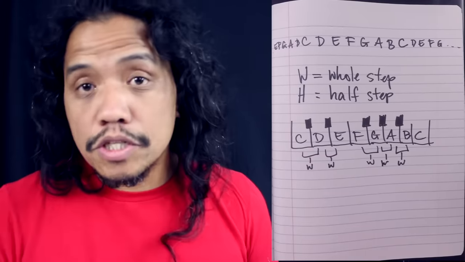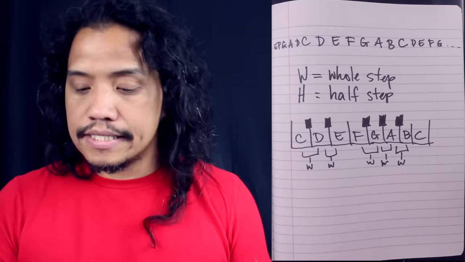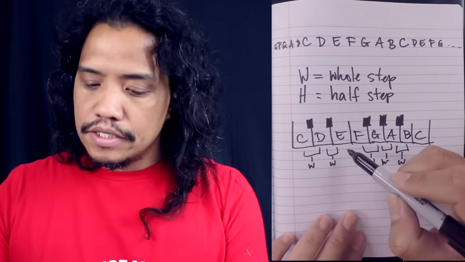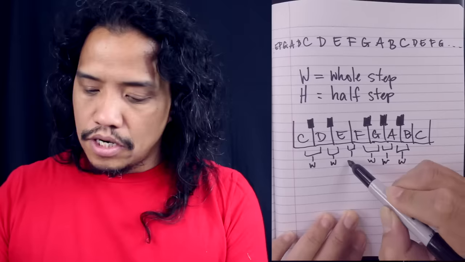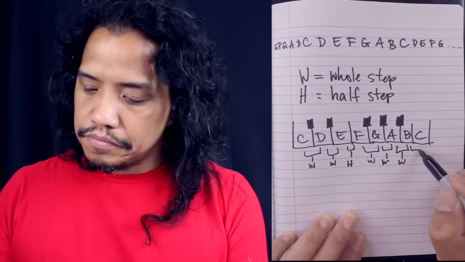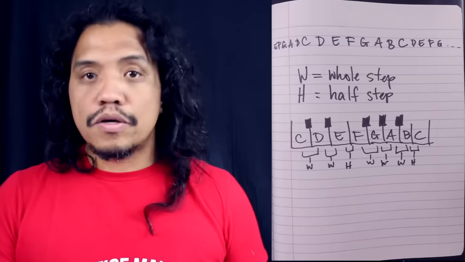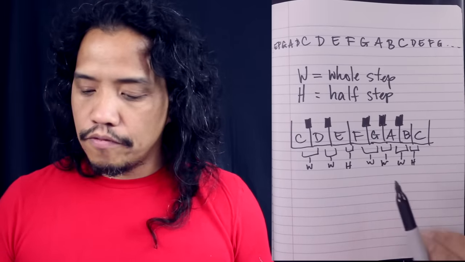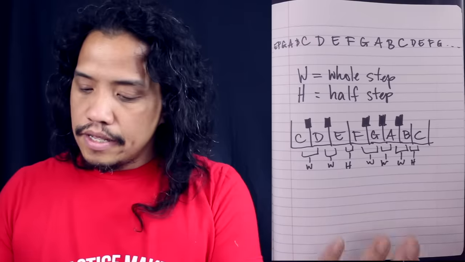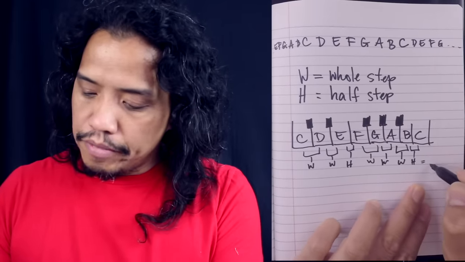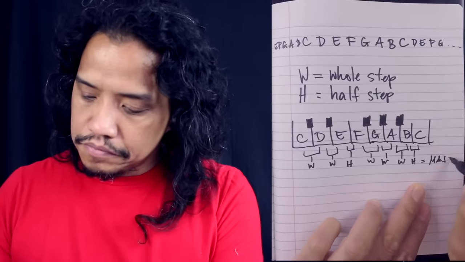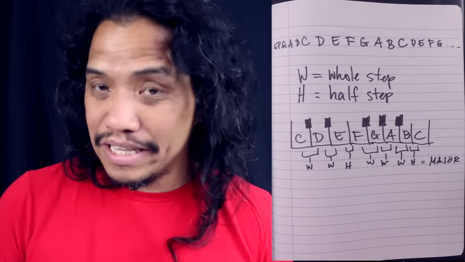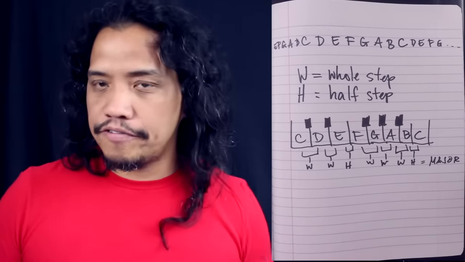Now, we have 2 pairs of notes that don't have black keys in between them. So E to F and B to C. So these are just half steps apart. So I want you to take note of this formula. Whole, whole, half, whole, whole, whole, half. This is the formula for your major scale. And we will come back to that a little bit later, okay? But just keep it in the back of your mind.